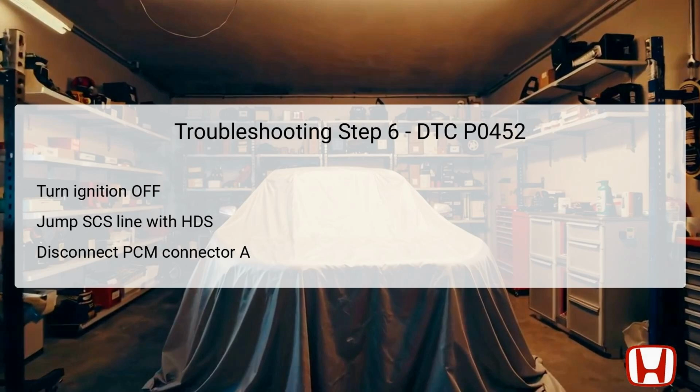During the sixth troubleshooting step, turn off the ignition to ensure a safe working environment. As in previous steps, jump the SCS line with the HDS to enable effective diagnostics. Disconnect the PCM connector A for further testing. It is essential to create a connection between specific terminals using a jumper wire, which allows the voltage check on the VCC6 line. This step checks for continuity between the VCC6 wire and body ground.